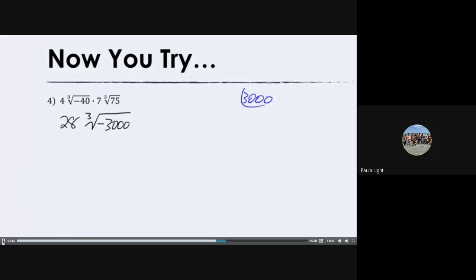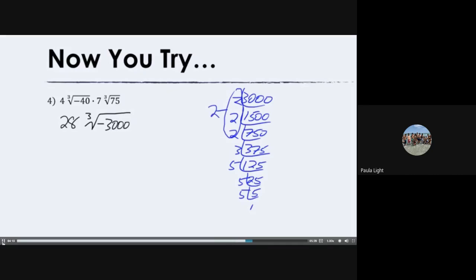Let's break this 3,000 down. 2 goes into 3,000, 1,500 times. 2 goes into there 750 times. 2 goes into 750, 375 times. 3 goes into 375, 125 times. 5. Looking for triplets. I got a triple set of 2s. Triple set of 5s.